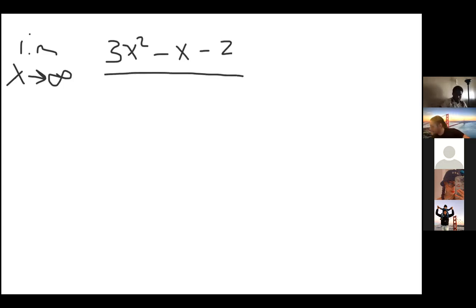Let's take the limit as x approaches infinity of 3x squared minus x minus 2, all divided by 5x squared plus 4x plus 1.